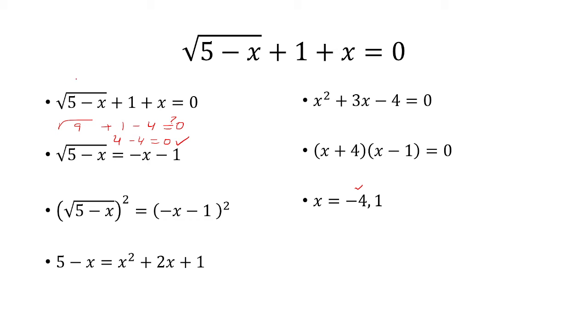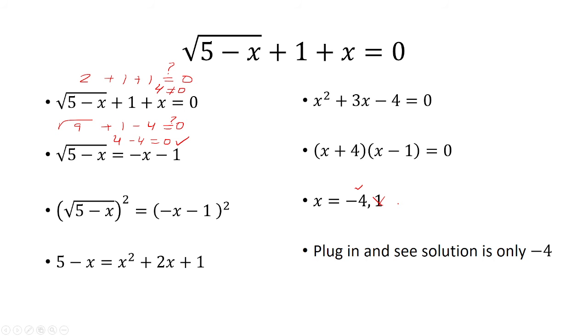Now let's plug in x equals 1. I have the square root of 4, which is 2, plus 1, and then plus 1 again. Does that equal 0? Well, no. 4 does not equal 0. So that 1 is not a solution. So negative 4 is the only solution to this problem.